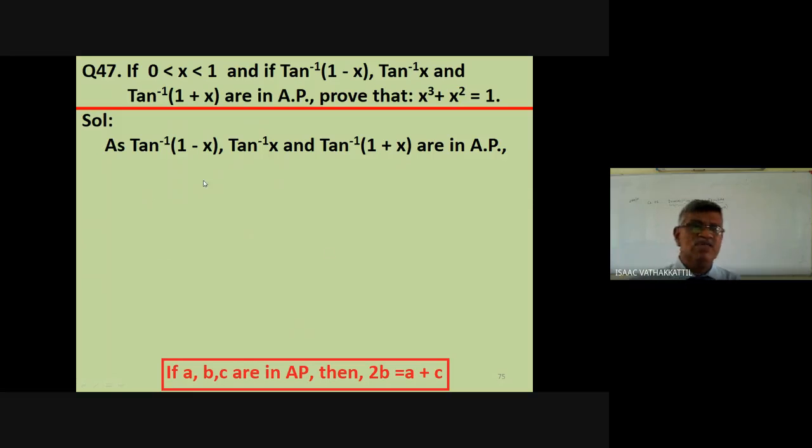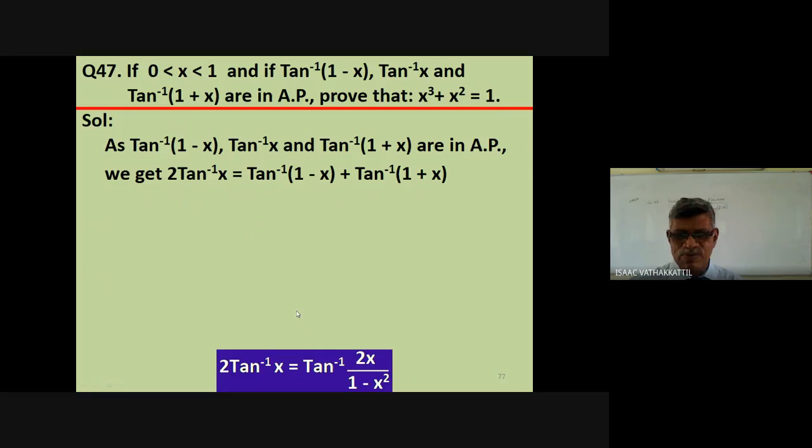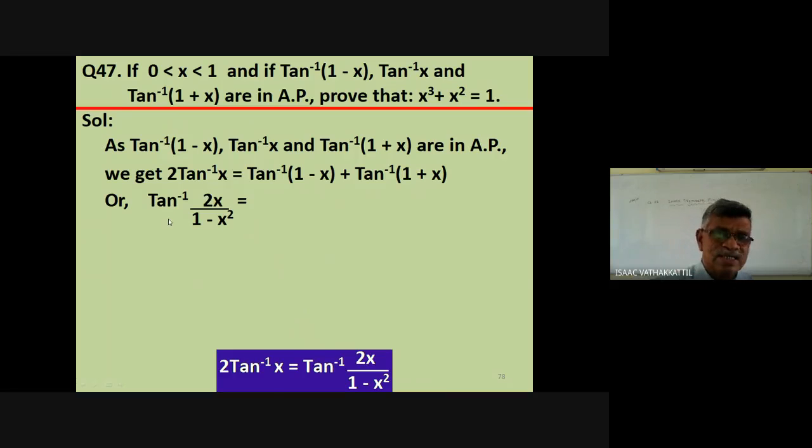So here tan inverse of 1 minus x, tan inverse x and tan inverse of 1 plus x are in arithmetic progression. So we get 2 tan inverse x, 2B equal to A plus C, tan inverse of 1 minus x plus tan inverse of 1 plus x. Now what is the formula for 2 tan inverse x? Tan inverse of 2x by 1 minus x squared. So 2 tan inverse x is replaced as tan inverse of 2x by 1 minus x squared.